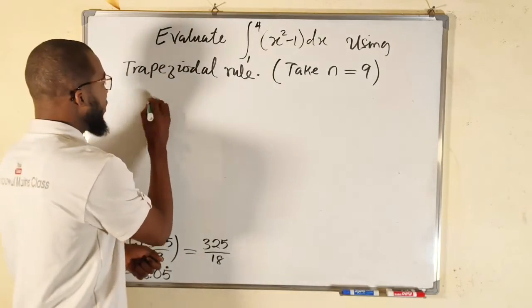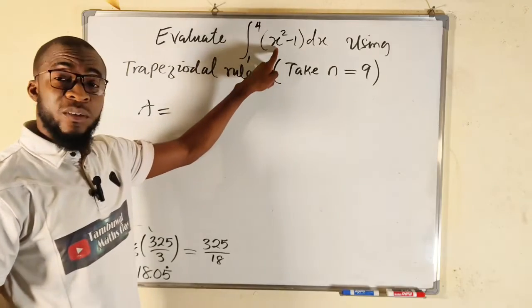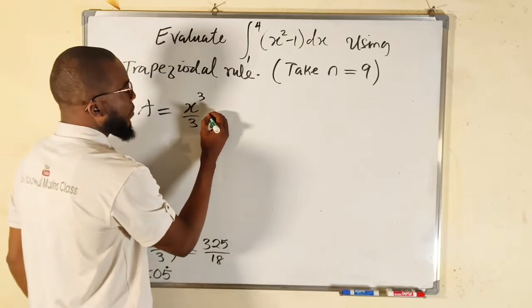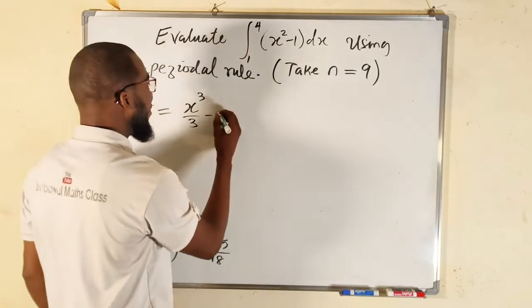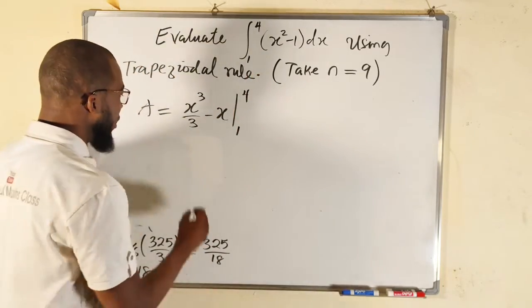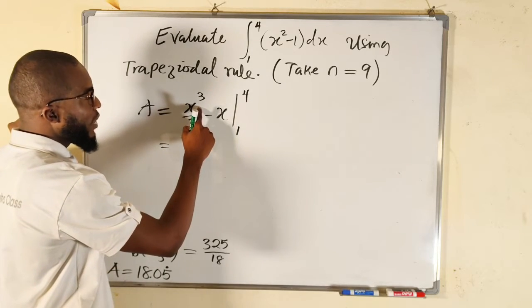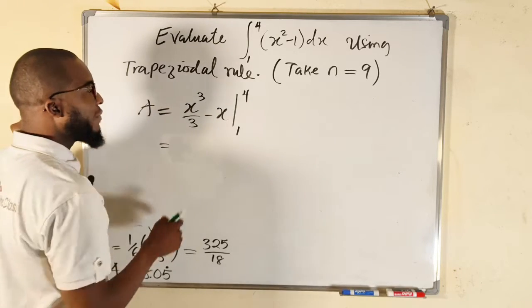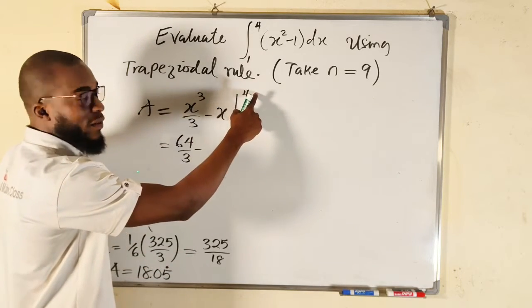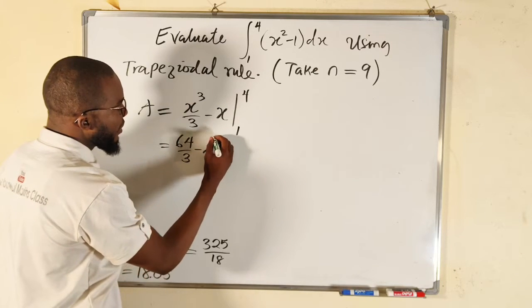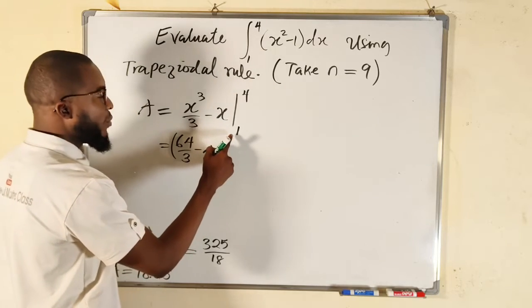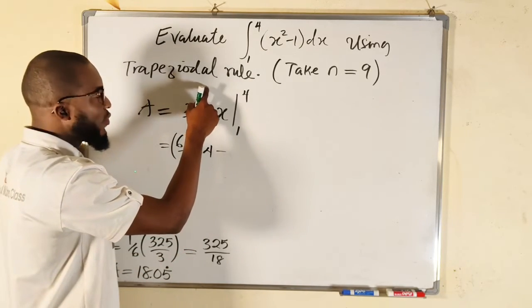So the actual area will be the integral of x² with respect to x will give us x to the power of 3 divided by 3 minus the integral of 1 with respect to x will give us x. The boundaries from 1 down to 4. You substitute the upper and the lower limits. For the upper limits, we have 4 to the power of 3, that will give us 64 divided by 3 minus, when x is 4, we have 4 here, then minus the lower limit. Let me do that directly. Minus the lower limit, you plug in 1 here, you have 1 to the third power is 1 divided by 3.